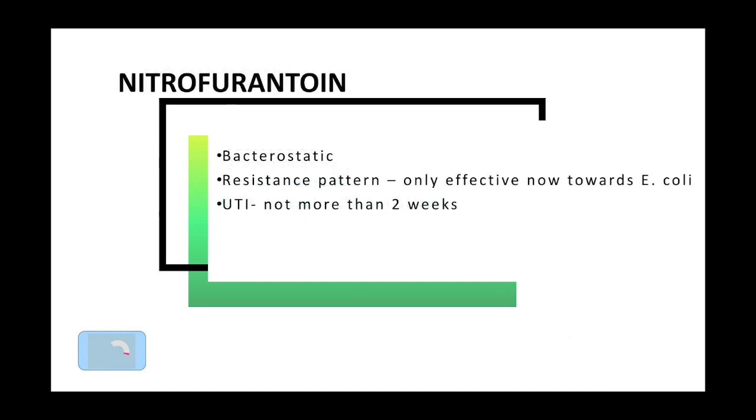Next we have nitrofurantoin. It is primarily bacteriostatic in nature, bactericidal at high concentration and in acidic urine. Gram-negative bacteria are mainly affected by nitrofurantoin. However, due to resistance, it is currently active only towards Escherichia coli, what we call E. coli. It is given for urinary tract infection at a dose of 50 to 100 mg TID for 5 to 10 days. It is not recommended for more than 2 weeks.